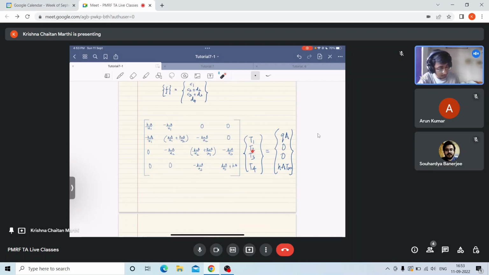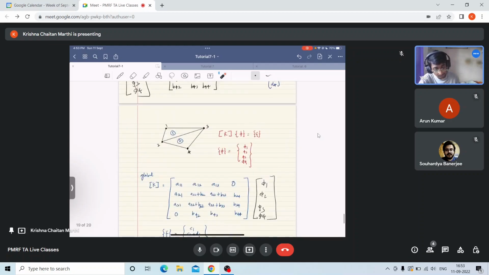So I have T1, T2, T3, T4, and at the right hand side I have QA, 0, 0, hA T infinity. These are my boundary conditions, which I got from the boundary conditions. So from this I can get the values of T2, T3 and T1, T4 also.